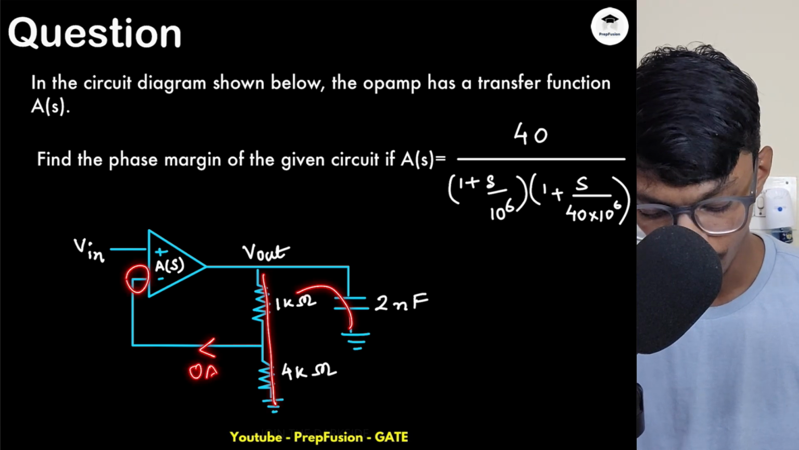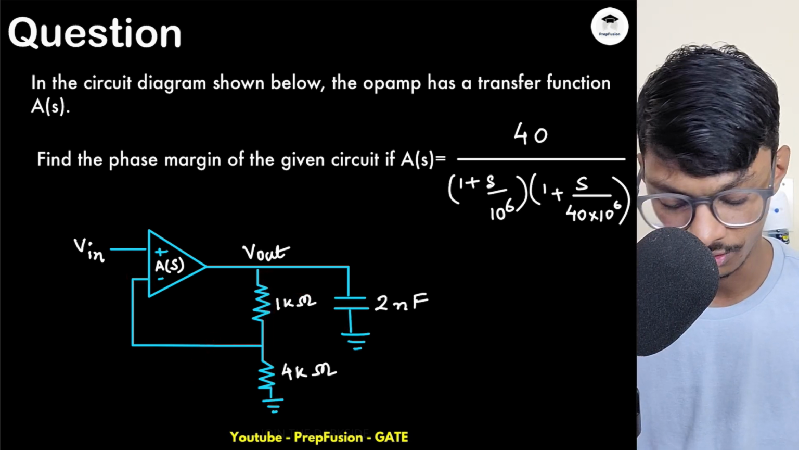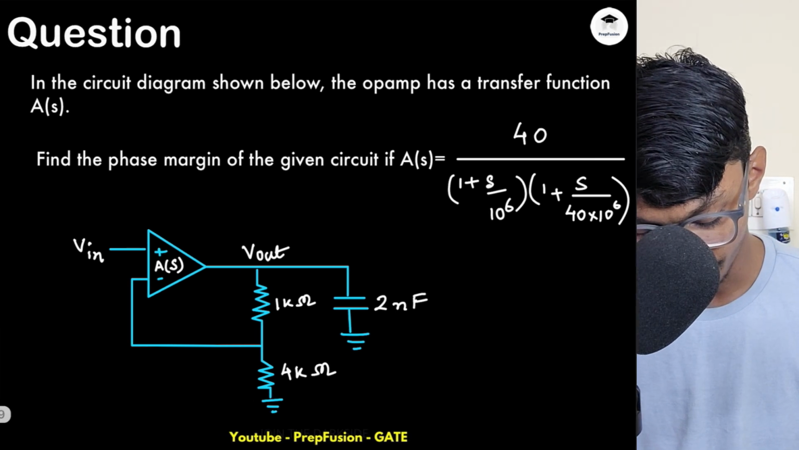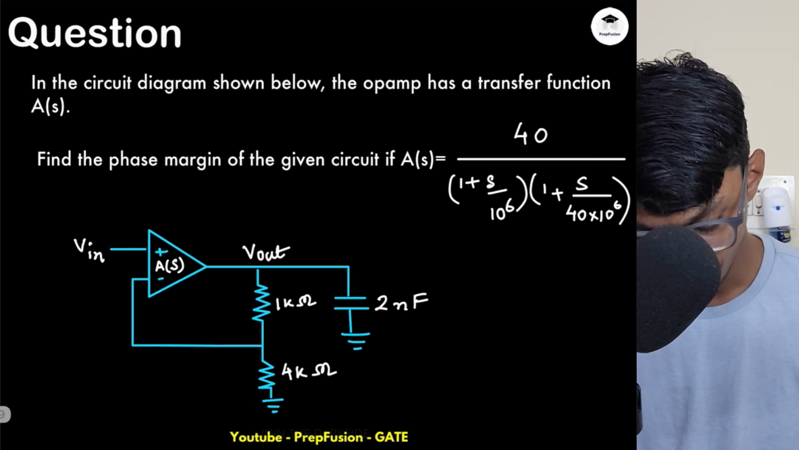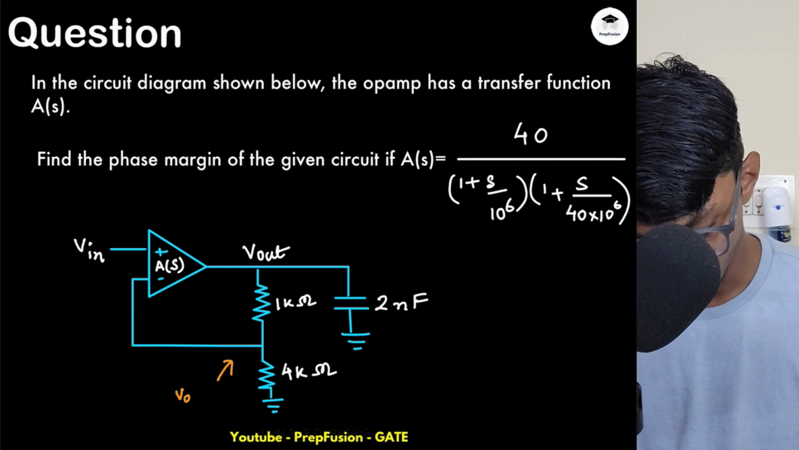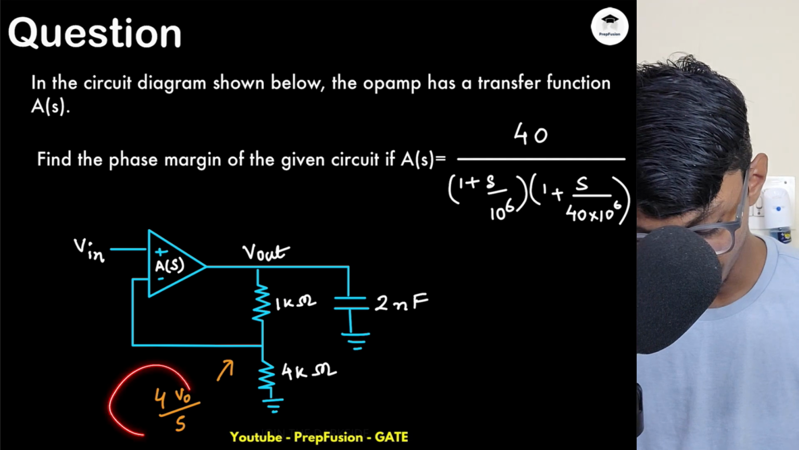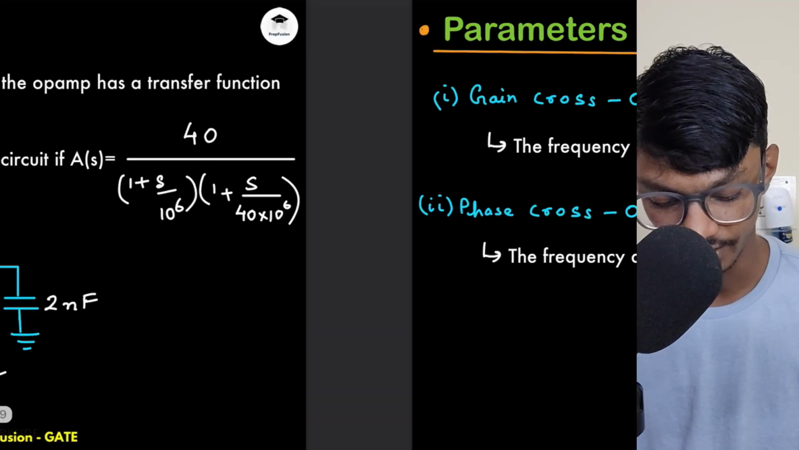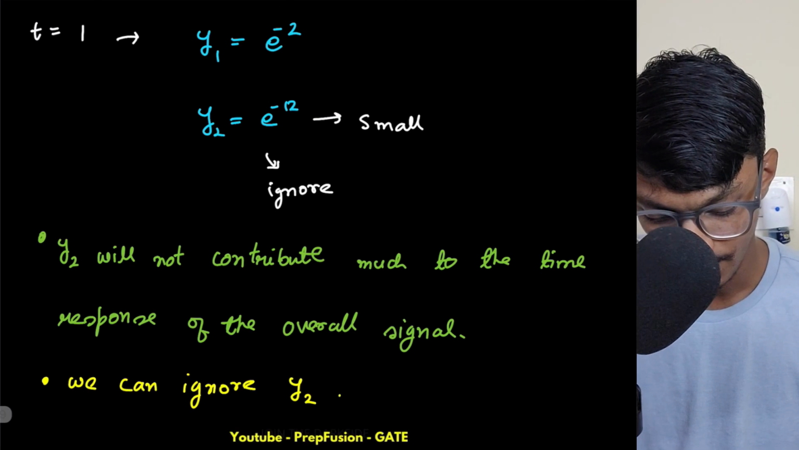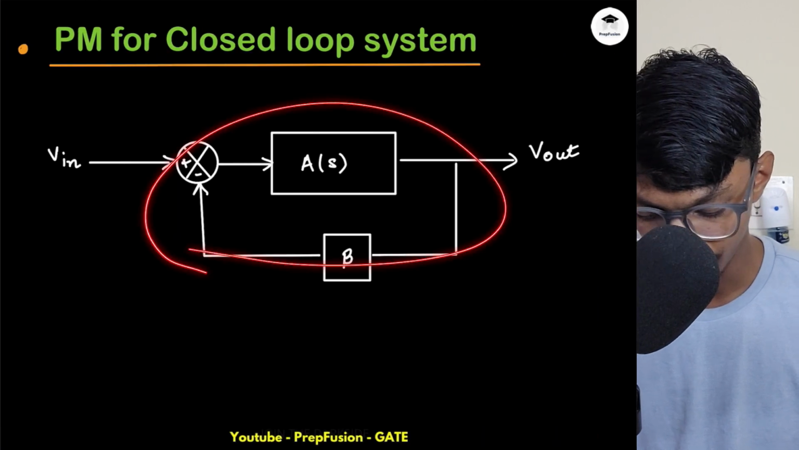No current is flowing through here, because of the infinite input impedance of the op-amp. So the voltage will be 4 V out upon 5. It's a simple voltage divider, and the 4/5 portion is getting added with V in. Exactly that is what I have drawn over here. So your beta will simply be 4/5.